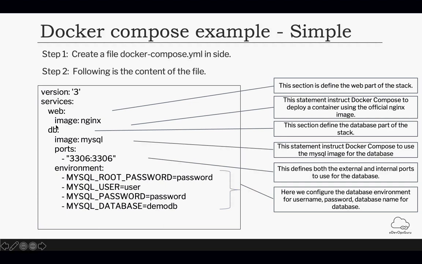So the web service is basically an Nginx server. Whenever this Docker Compose is executed, it will pull the Nginx image from your central repository for creating this web service. For the database, it will pull the MySQL image from your central repository.